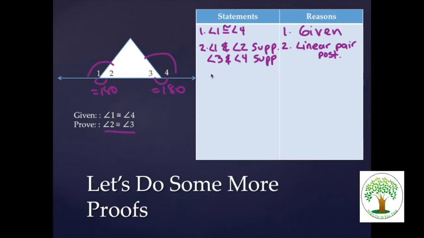So we know that angle 1 is supplementary to 2 and 3 is supplementary to 4. Is there a link between 1 and 4? Yes, they're congruent. Let me just highlight that. 1 and 4 are congruent. So if 2 and 3 are supplementary to congruent angles, then they are congruent. So I can right now say angle 2 is congruent to angle 3.